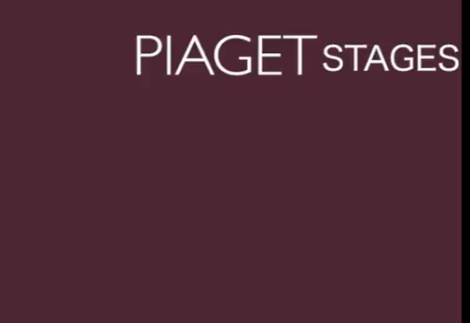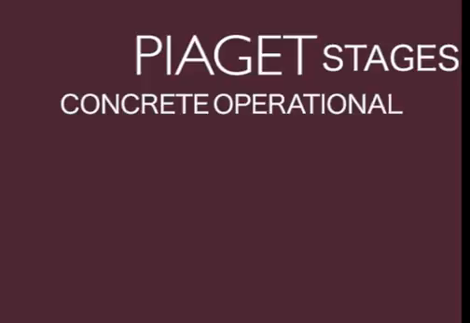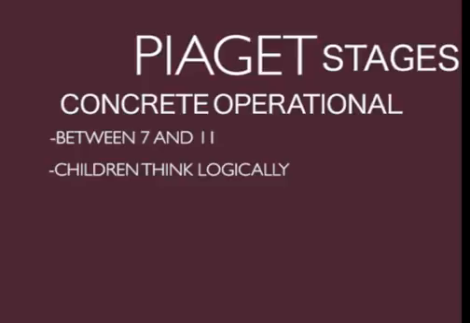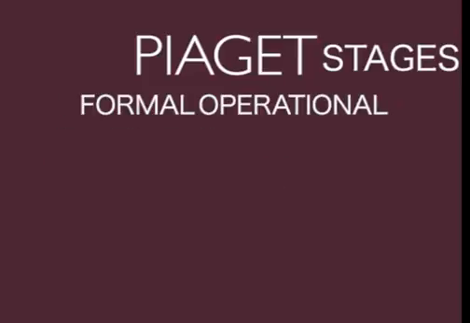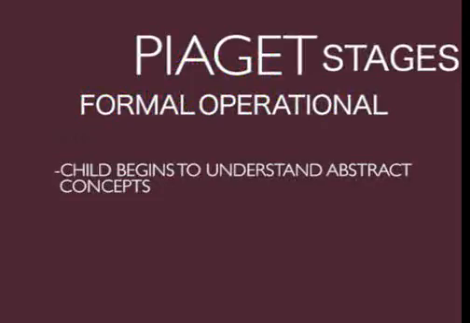The next stage is pre-operational. From 2 to 7 years of age, children are egocentric, which means they only think of themselves, but their language and motor skills become more competent. The next stage is concrete operational, which is between the ages of 7 and 11. Children begin to think logically about concrete events. And formal operation, which is the last stage, is from 11 years and above, where the child begins to understand abstract concepts such as past, present and future.